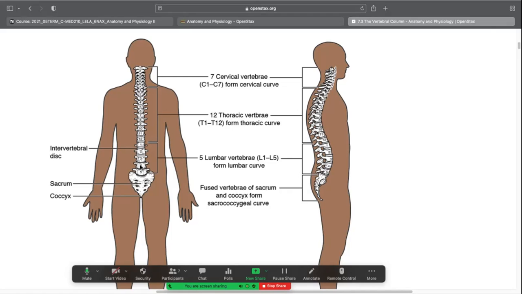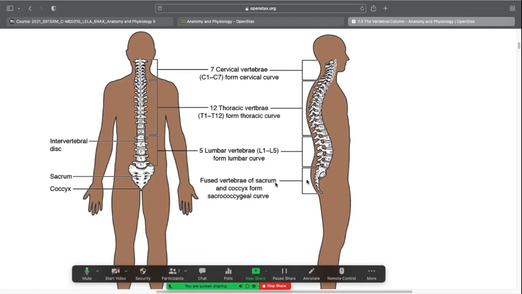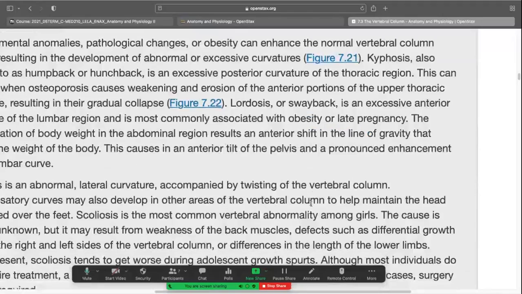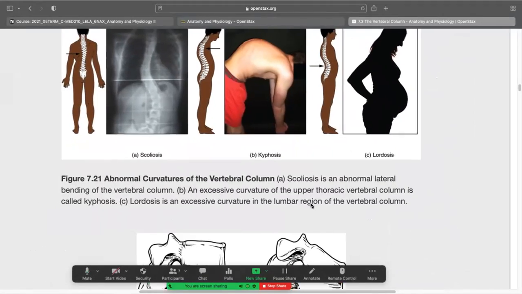You have 5 lumbar, 1, 2, 3, 4, 5. Then you have, I think it's 4 to 6, I can't remember, fused bones called your sacrum. And at the very, very end, you have your coccyx or your tailbone. Let's look at these bones in a little bit greater detail.